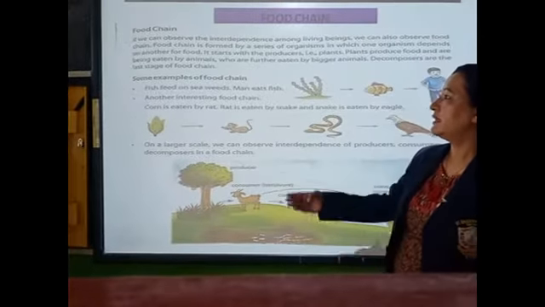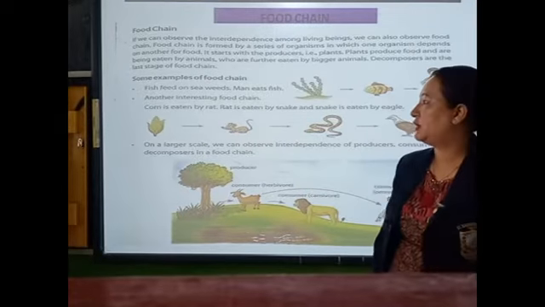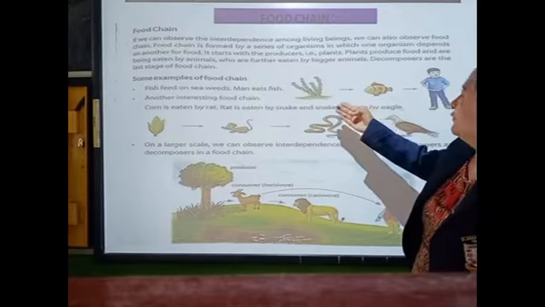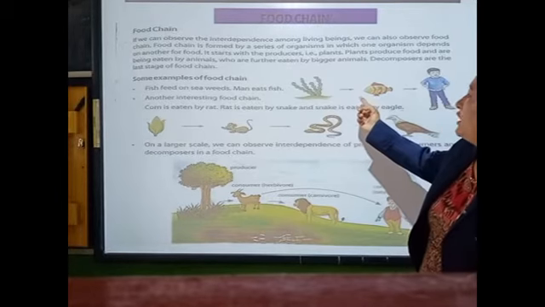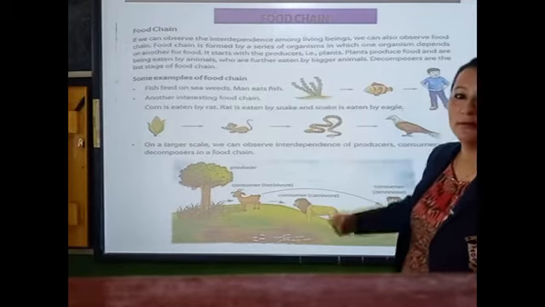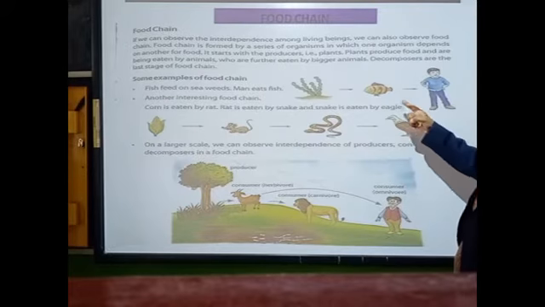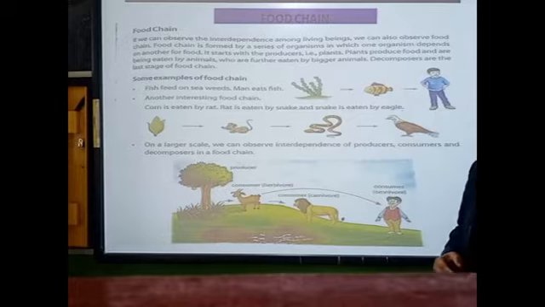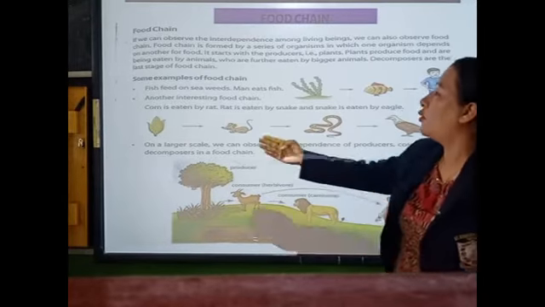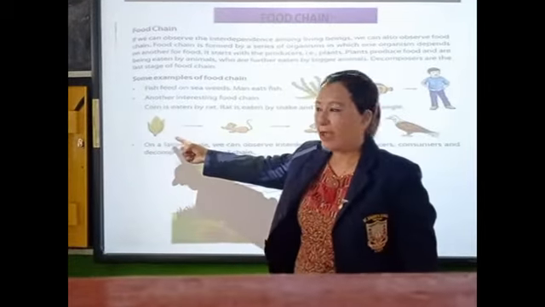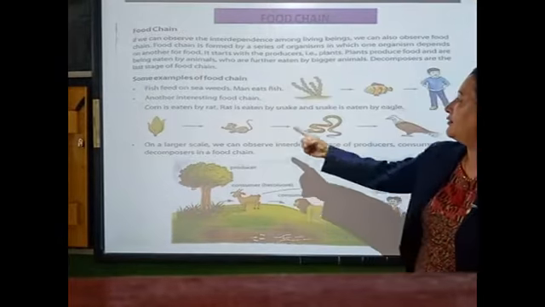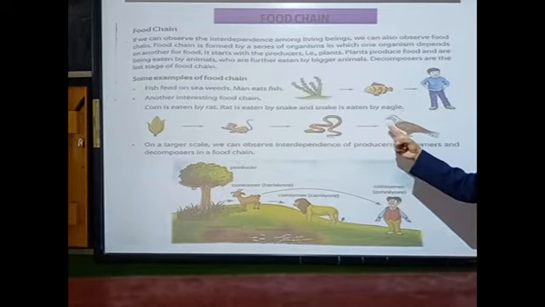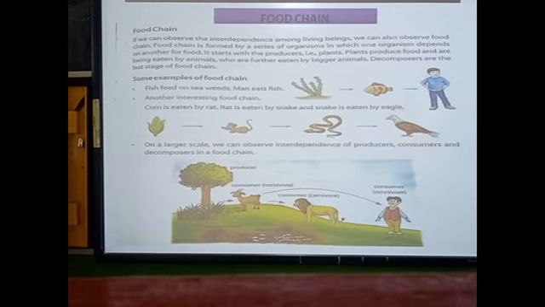Now let's see some examples of food chain. Here we have fish which feed on seaweeds. Then man eats fish. Another interesting food chain, we have corn is eaten by rat. Then rat is eaten by snake and snake is eaten by an eagle.